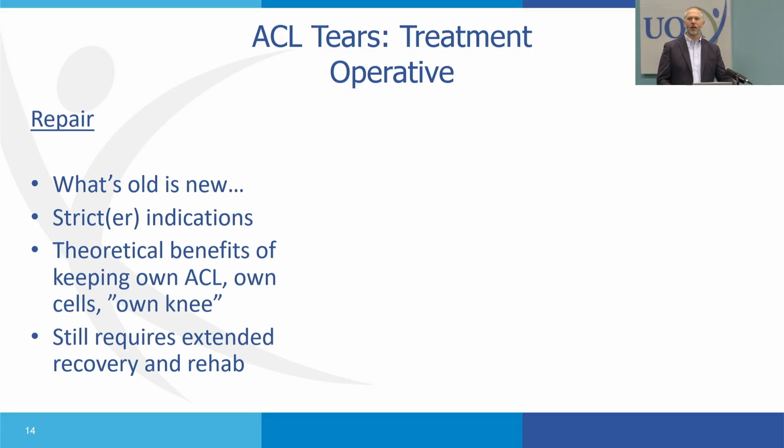ACL repair is an idea that instead of taking out your ACL and reconstructing it, can you keep your own tissue and allow it to heal back to the bone? As you look at other ligaments in the knee, the MCL being the poster child for this, we almost always leave an MCL alone, and they do fantastic. And so the question is, why can't we do that for the ACL?